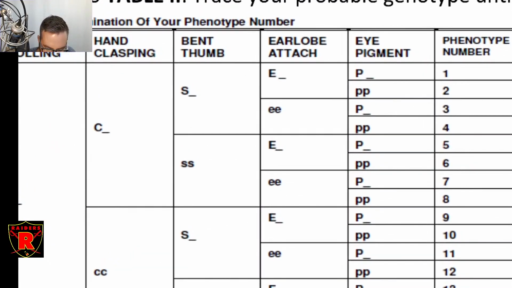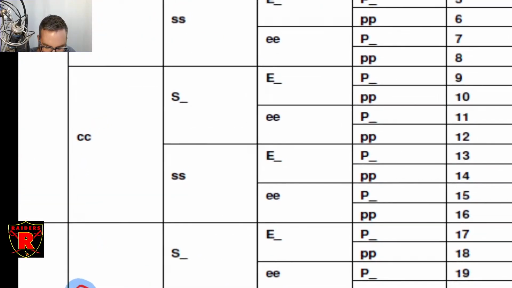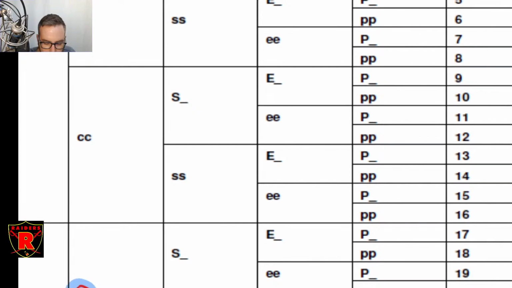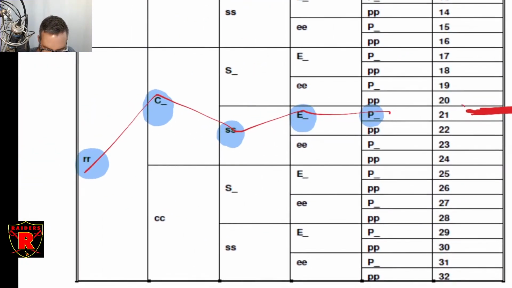And then you're going to look at hand clasping. Again, is it left over right? That's capital C, or right over left, that would be little c. And then you're going to go through and select your phenotypes as you go. Okay, so this is mine. I'm little r, big C, little s, big E, big P.